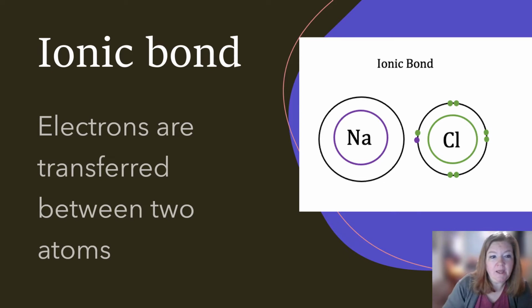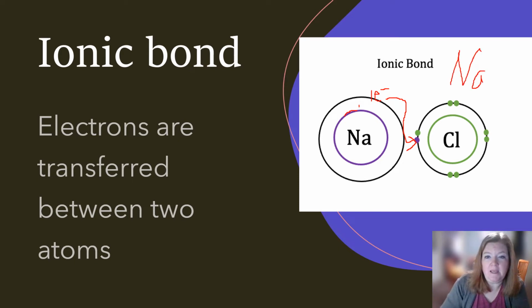In an ionic bond, electrons are transferred between 2 atoms. Which electrons? The valence electrons. So sodium has electrons in this lower energy level, but those don't matter. It had 1 valence electron out here. When it makes an ionic bond, that 1 valence electron leaves and is completely transferred to Cl in this case to make NaCl. Okay.